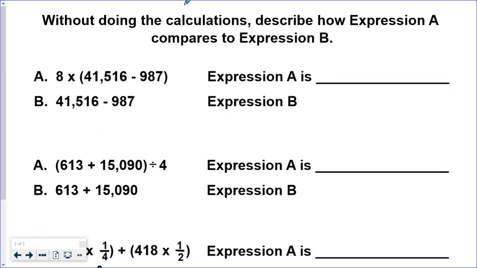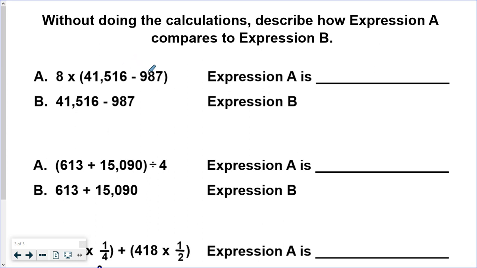Now, in this lesson, what they're saying is without doing any of the calculations, which means without doing any adding or subtracting, we're going to describe how expression A compares to expression B. How does A compare to B? So here's my first one. I have A. I've got 8 times 41,516 minus 987. And you should notice that this is in parentheses.